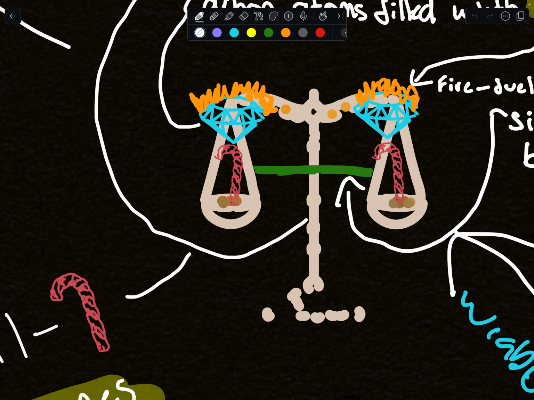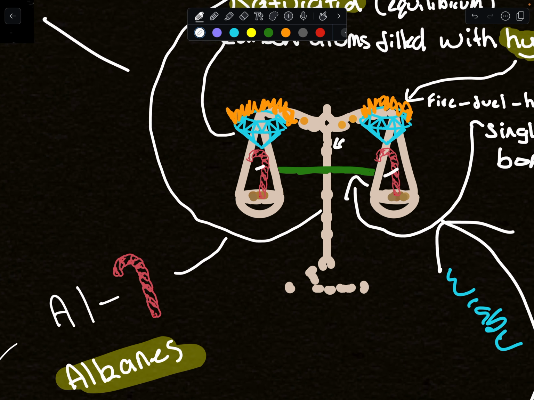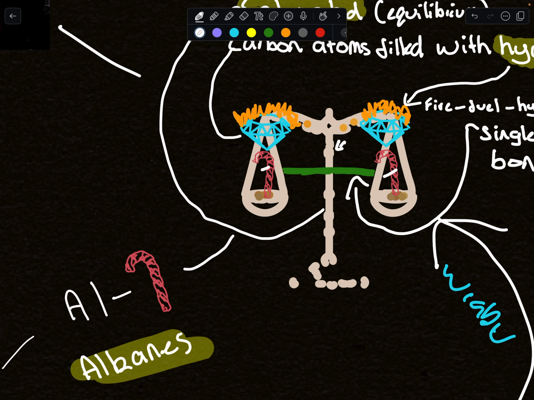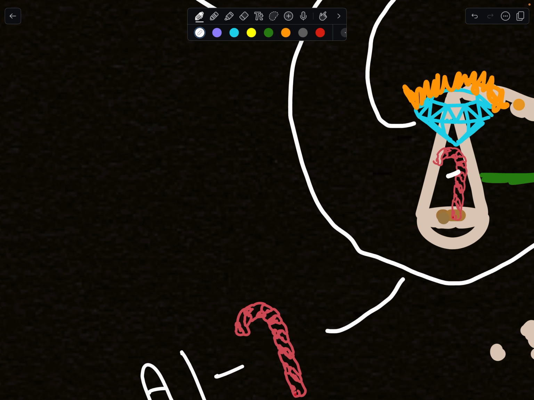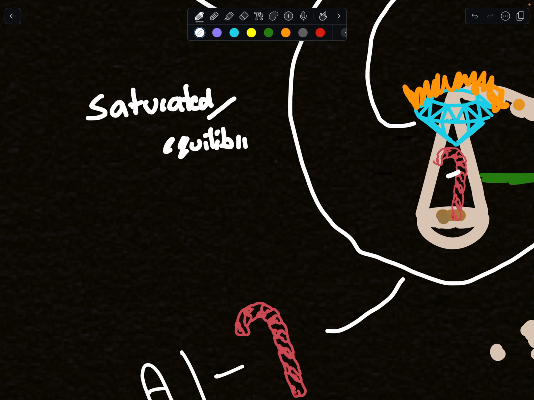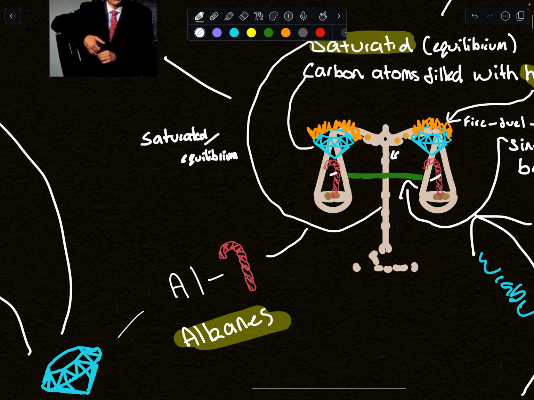What we have here is a scale, right? And we have cane here, so alkanes. From here, the scale is balanced, right? What we can infer from that: balanced, equilibrium, saturated. Alkanes are saturated, or in other words, at equilibrium. That's the first part. So you need to know that alkanes are saturated or at equilibrium.